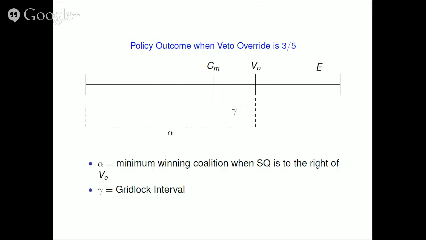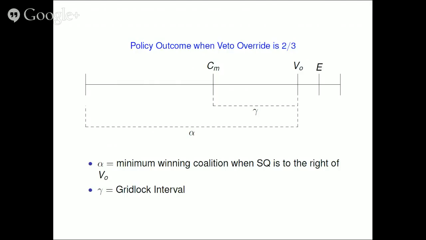But the important point here is that we've now got two formal predictions about how veto override rules structure policy outcomes. In the first case, a majority is the minimum winning coalition size, that is the minimum number of legislators needed to pass a bill. Now it's actually 3/5. You need at least 3/5 of members to vote for the bill.